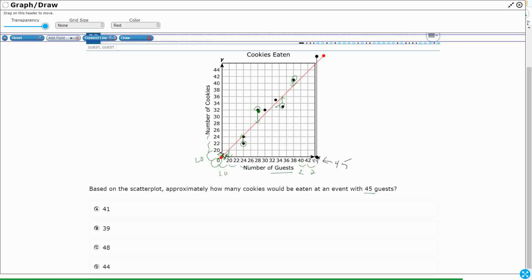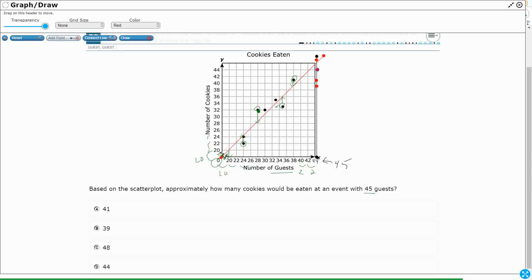So 41 at 45 is going to be right there between 40 and 42. That's not going to work. That's way too low. 39 is lower than that, also way too low. 48, whoa, 48 is pretty high. That's 46 at the very top, so I think my 48 would probably be right there, at the very top, above there. And then my 44 is going to be well below.